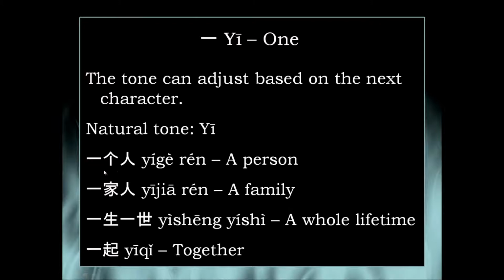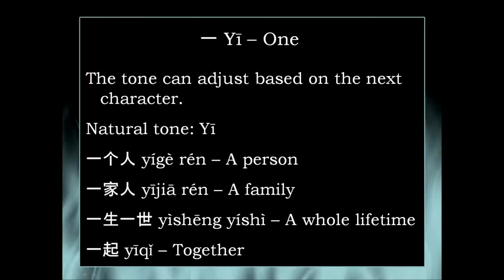Here's another example. 家人 means family. 一家人 means a family. And in this context, the first tone here is preceded by a first tone. 一家人. However, in this next one, I have 生, which is also the first tone, and the yī before it has switched to a fourth tone. This is just because this is a particular phrase. 一生一世 means a whole lifetime.